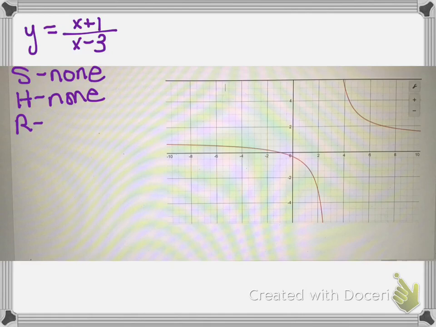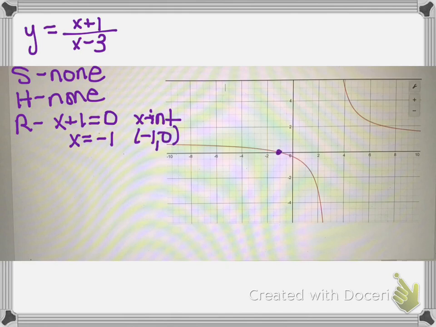Step R is, of course, to find our root, our x-intercept. And so what we would do is take our numerator, x plus 1, and set it equal to 0. And we would get a solution of negative 1. And so that means that we have an x-intercept at (negative 1, 0). And we can see that right there on our graph.